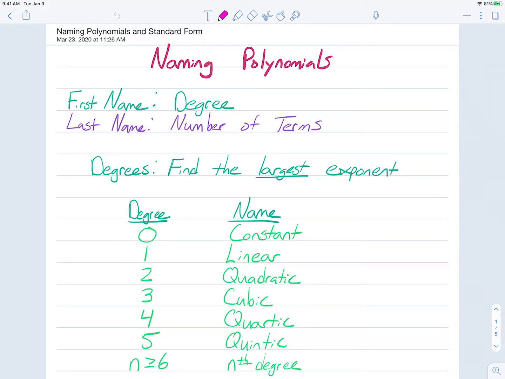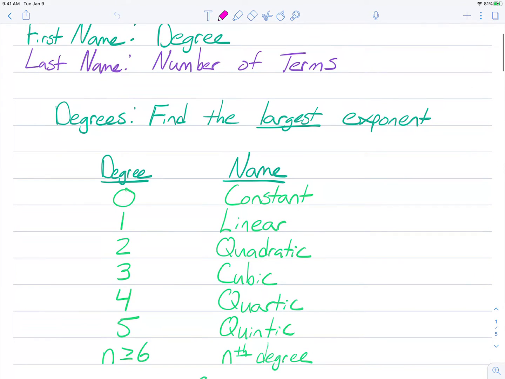So for naming polynomials, this is kind of like the basics of vocabulary so we can use it later. Polynomials have two names, kind of like a first name and a last name. The first name has to do with the degree of the polynomial, which I'll talk about first. And its last name is its number of terms, which I'll talk about second. The degree of a polynomial refers to the largest exponent. So we're going to be looking at the exponents. The degree and the exponent number are essentially the same idea.